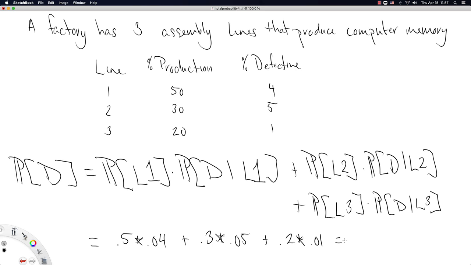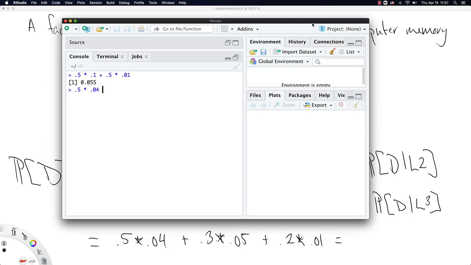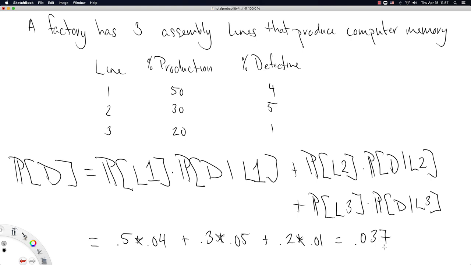Again, I will just turn to R to do this. There we go. 0.5 times 0.04 plus 0.3 times 0.05 plus 0.2 times 0.01. That is 0.037. 3.7% of the chips from this specific factory are defective. We don't care which assembly line it came from. We just want to know that something around 4% of the computer memory produced from this factory is defective. I don't know if that's particularly good or bad for an industry standard, but my point here is to show you the generality of the law of total probability. It works for all sorts of problems and is an incredibly practical tool in the world of statistics.